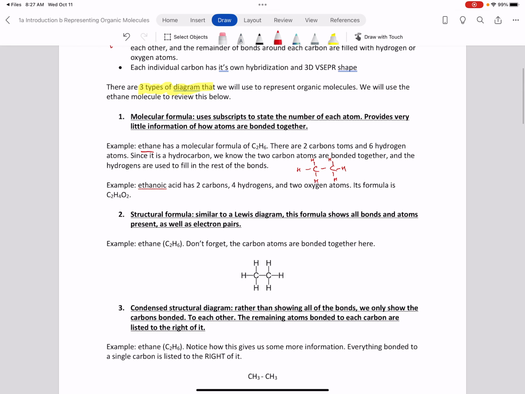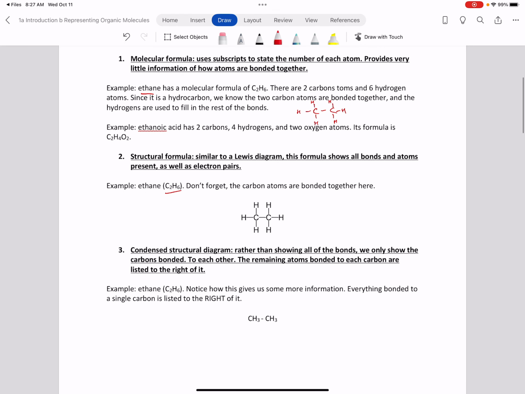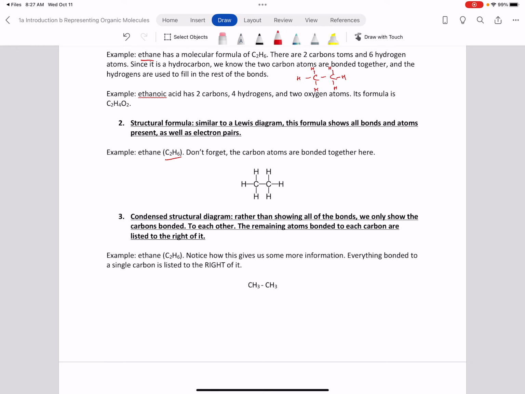A structural formula is what I just drew on the page. So that shows all of the atoms with their bonds. And again, this is for ethane. Each carbon is shown with its symbol and then bonded to hydrogens. So in this case, you can see all of the individual bonds and all of the atoms that are in the molecule.